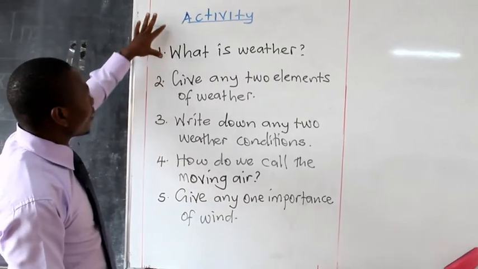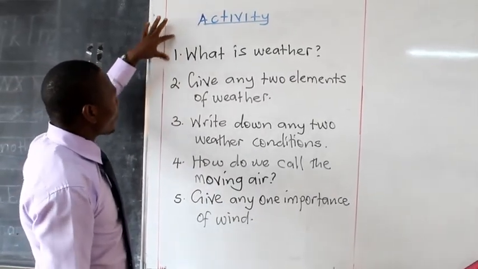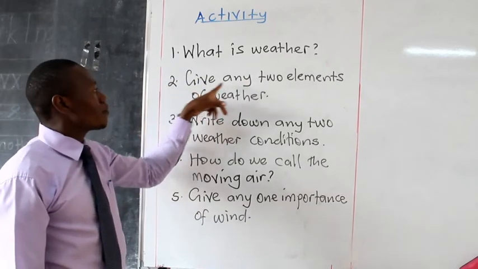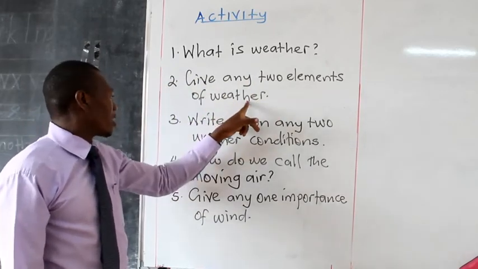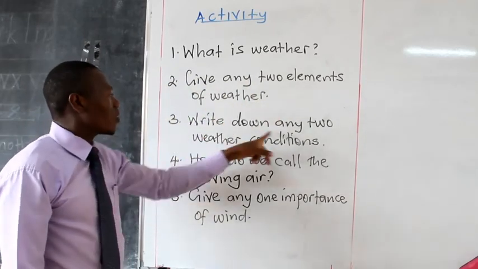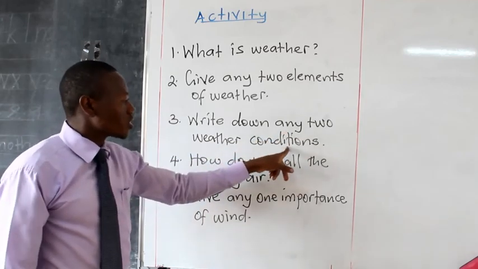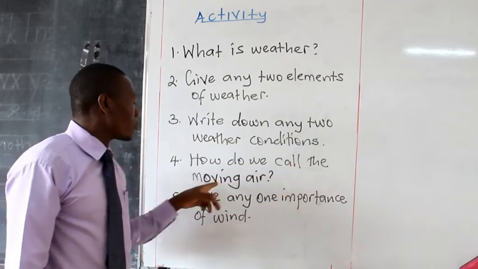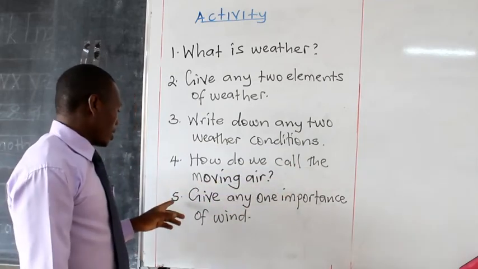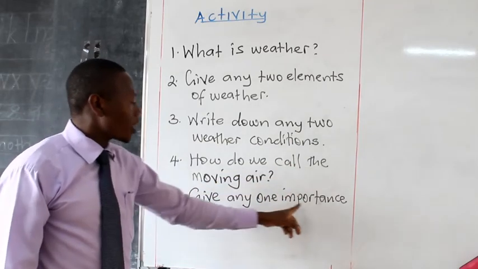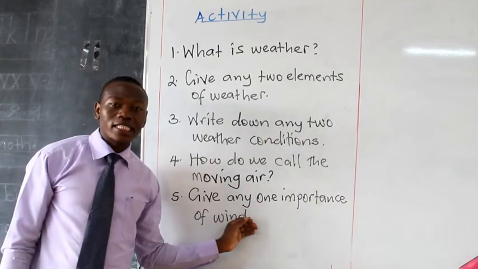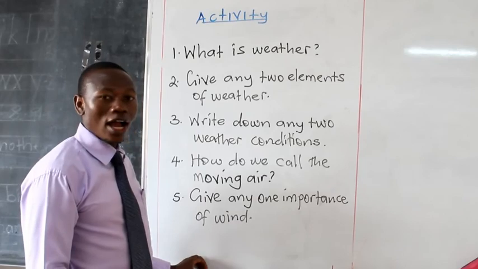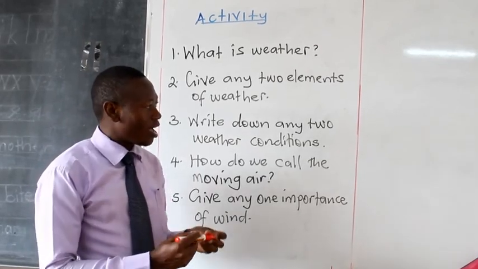So class, this is our activity of today. Number 1, what is weather? Number 2, give any 2 elements of weather. Number 3, write down any 2 weather conditions. Number 4, what do we call moving air? Number 5, give any 1 importance of wind. So that's an activity which I would like you to sit and do.